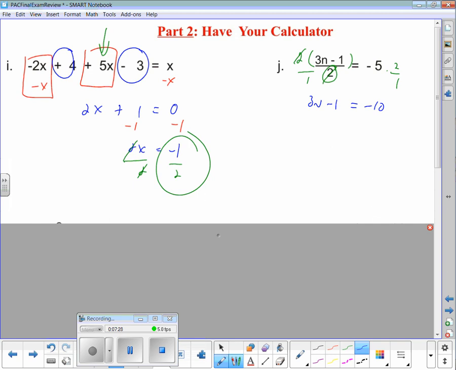So you should end up after that with 3n minus 1 equals a negative 10. Move the 1 by adding its opposite to both sides. 3n equals negative 9. Divide both sides by 3. And we're at n equals negative 3. How many got that correct? Okay. And the rest of you, hopefully you've got your memory refreshed on the special case.